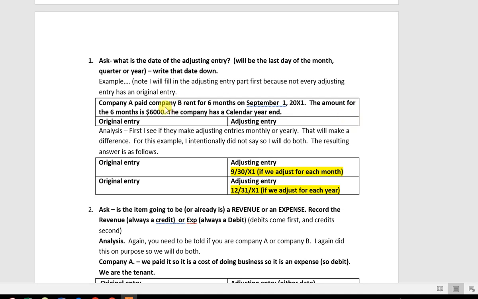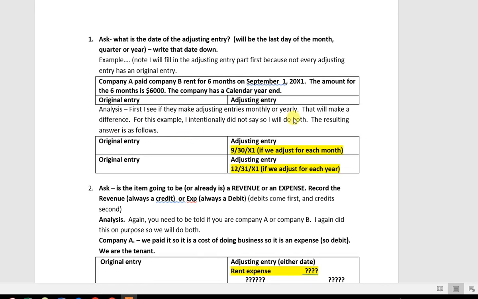Okay? All right, so Company A paid Company B rent for 6 months on September 1st. The amount for the 6 months is $6,000, so it's $1,000 a month. The company has a calendar year end. Okay, so first I need to see if they make the adjusting entries monthly or yearly, because if I'm making it monthly, it's $1,000. If I'm making it yearly, I need to adjust for September, October, November until December 31st, so I'll be adjusting for 3 months.